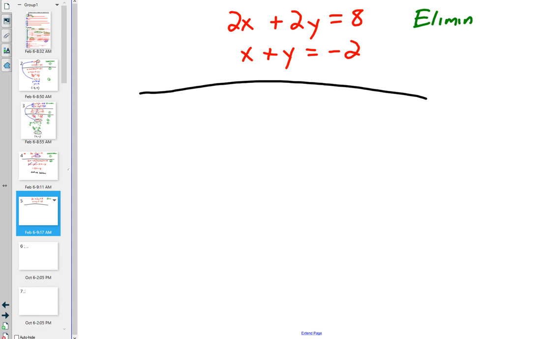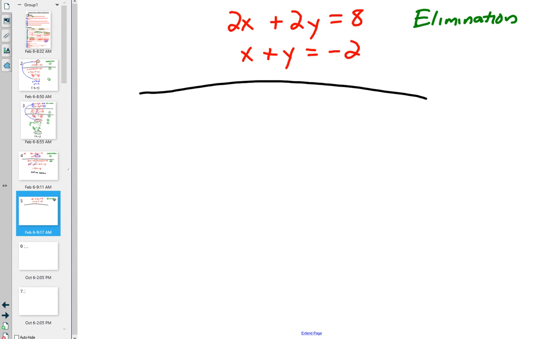But is all of step 1 for elimination done for us? No, because we don't have matching coefficients with different signs. We can either make the x's match or the y's match. Donnie, since you've been doing so great today, I'll let you decide. You want to make the x's match or the y's match? You want to make the y's match.